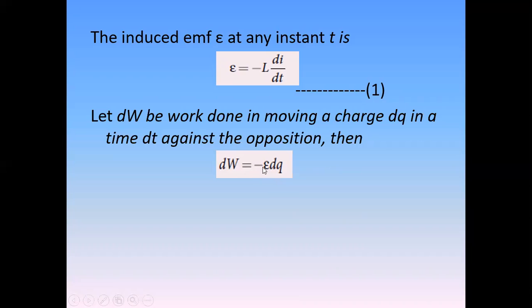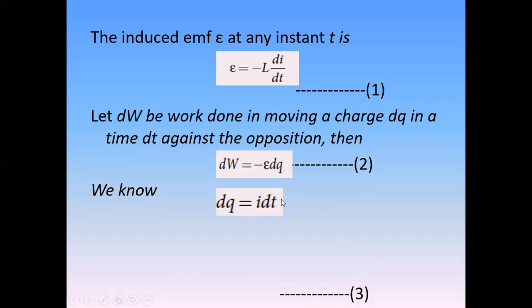Here why are we putting a minus sign? The work done and the epsilon and charge are opposite in direction, so we are taking a minus sign. The work done is opposite to that of the current. So dW is equal to minus epsilon into dq. This is equation number 2. Now we know charge is equal to current into time, so dq is equal to I into dt. This is equation number 3.